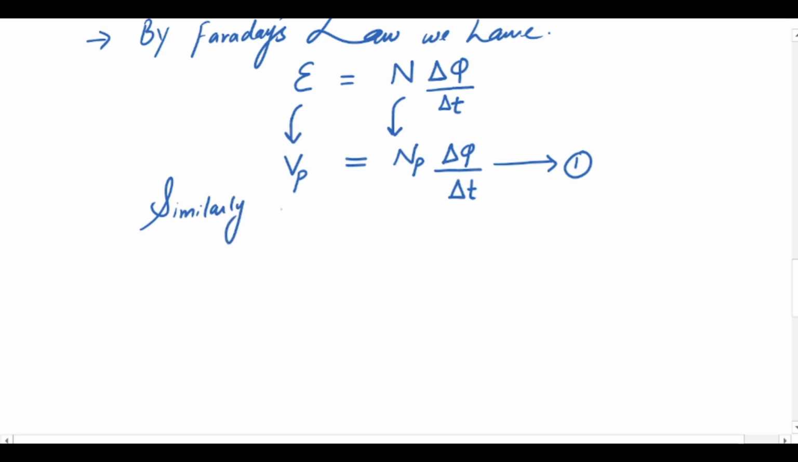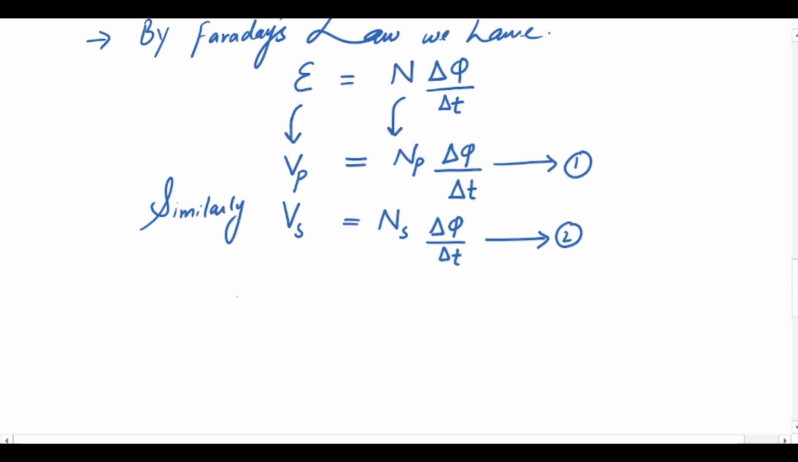Similarly with the secondary coil, we have VS, the induced EMF in the secondary coil. The number of turns in the secondary coil is NS, and delta phi over delta T is the rate of change of the magnetic flux. So we just use Faraday's law and just place the symbols for primary and secondary. For primary we use P in the subscript, and for secondary we use S in the subscript. Any confusion, Ryan?